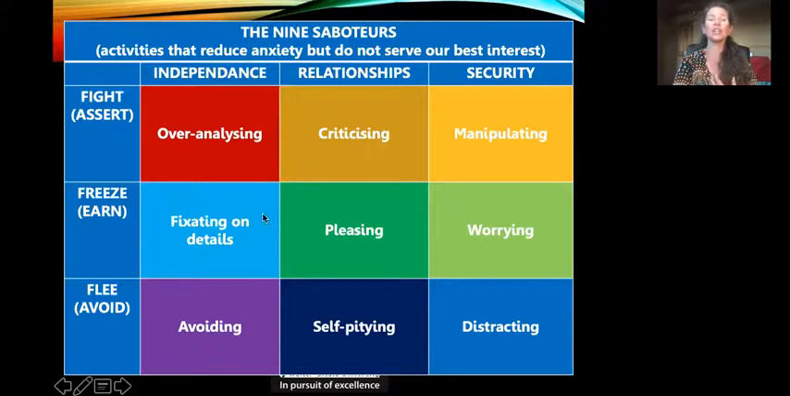And then the freeze section is ways in which we are not fighting and we're not fleeing, but trying to deal with things, for example, fixating on details and becoming perfectionistic. We all know pleasing as a methodology that some people use to try and reduce anxiety. And then, of course, worrying, lying in bed at night, thinking things over and over again, doesn't solve anything, but it vaguely makes us feel like we're under control.